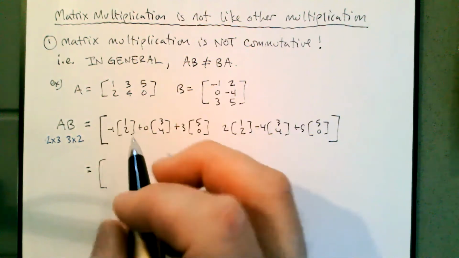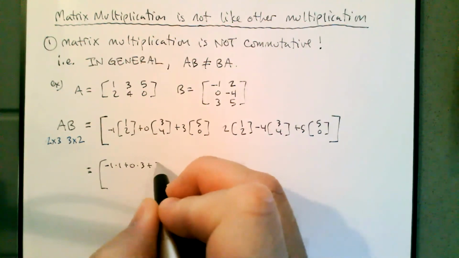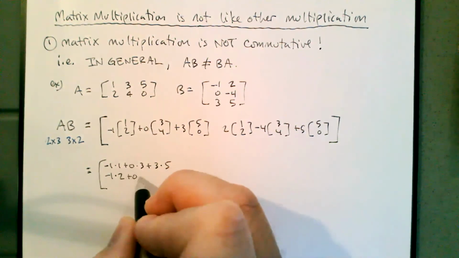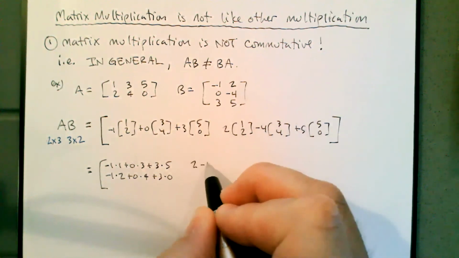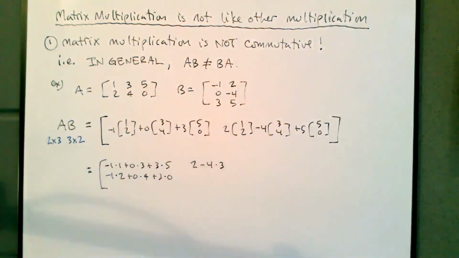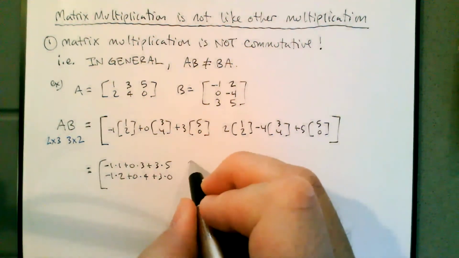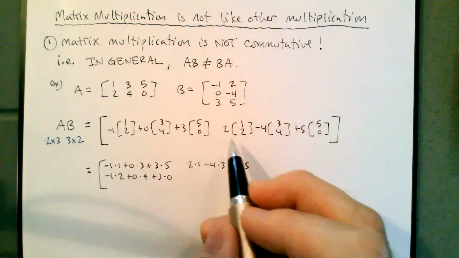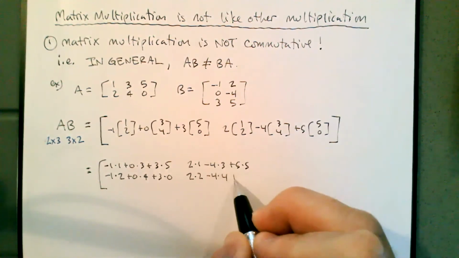So I got negative 1 times 1 plus 0 times 3 plus 3 times 5, and then I've got negative 1 times 2 plus 0 times 4 plus 3 times 0. That's my first column of AB. Then I'll have 2 times 1 minus 4 times 3 plus 5 times 5. And then the last entry will be 2 times 2 minus 4 times 4 plus 5 times 0.